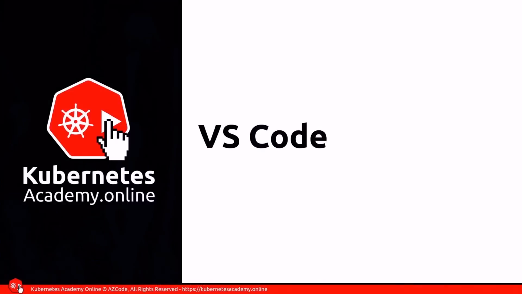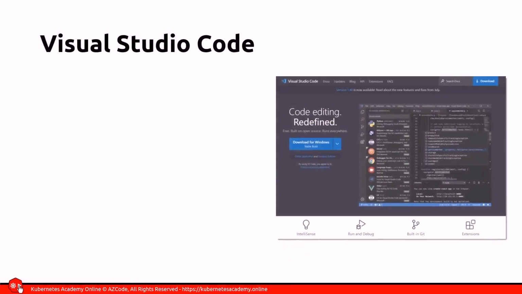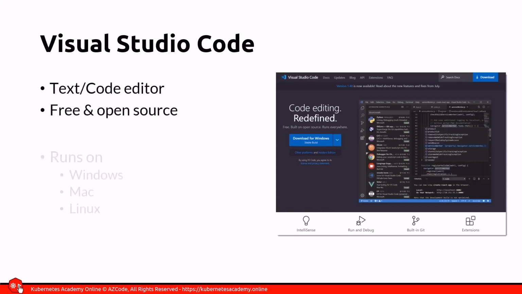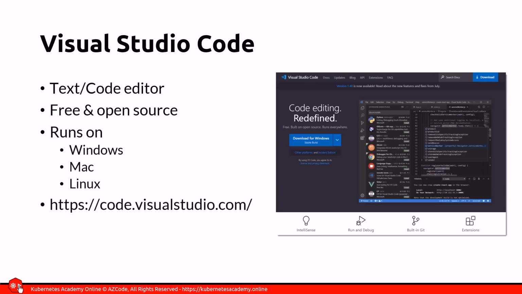Let's see how Visual Studio Code can help us build and run containers. So what is Visual Studio Code and why talk about this tool in this course? Well, it's a text and code editor. It's free and open source. It runs on Windows, Mac, and Linux. And you can download it for free using this link.